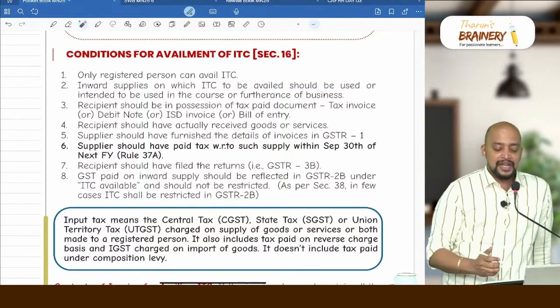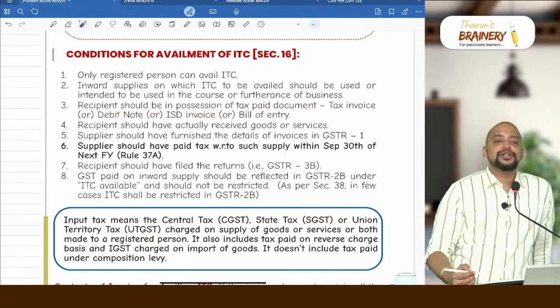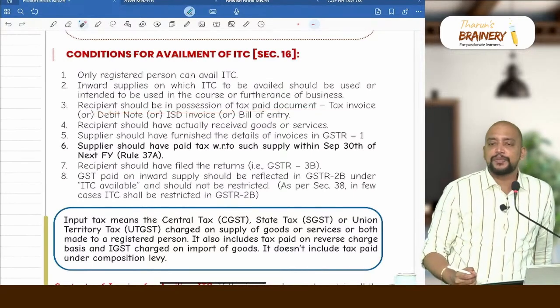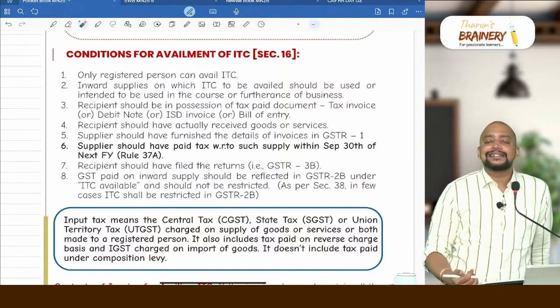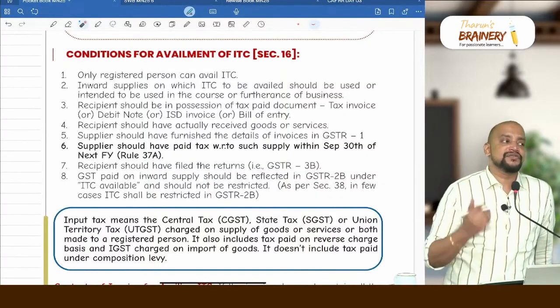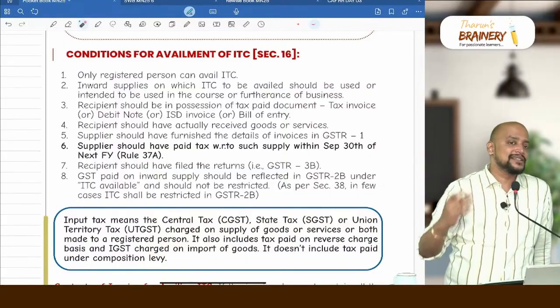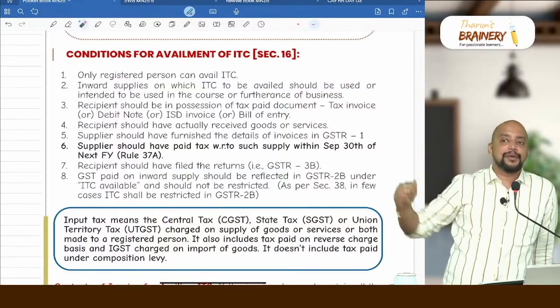Then number 3, that is the recipient should be in possession of a tax paid document. What is a tax paid document? Either a tax invoice or debit note, or an ISD invoice, an input service distributor invoice, which will be given by the head office, which takes ISD registration and distributes the credit to the branch offices.